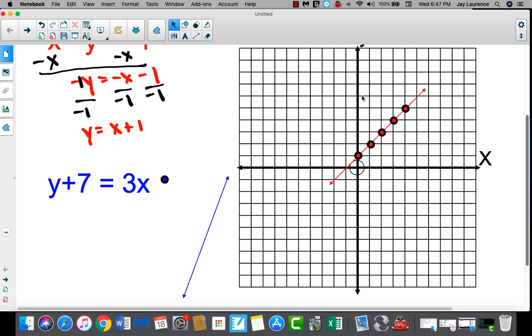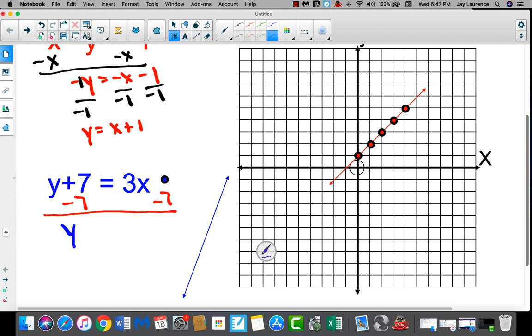I have to do the same thing. I have to make sure we're in slope-intercept form, which means I have to get y alone. So I'm going to subtract 7 from both sides. Okay, and so I'm going to get y equals 3x minus 7. So now I know my y-intercept is negative 7. So let's see, 2, 3, 4, 5, 6, 7 should be right there. And my slope is 3, or as a fraction, 3 over 1.